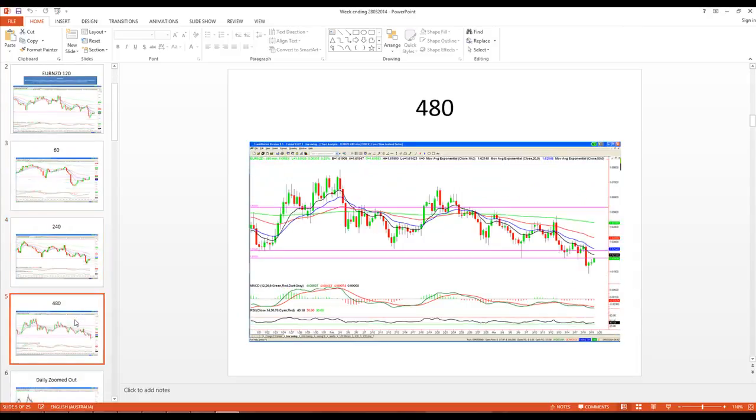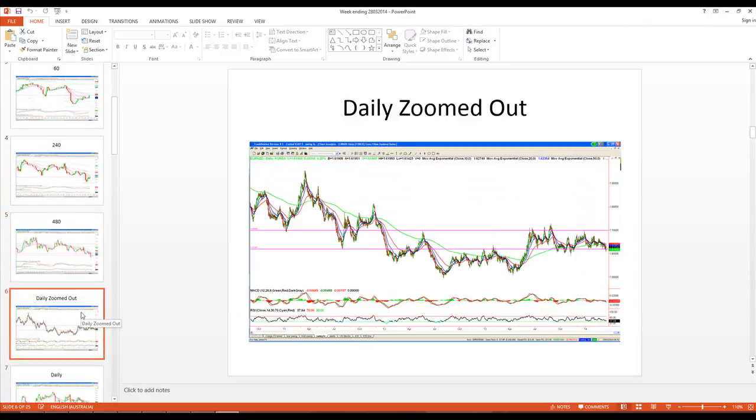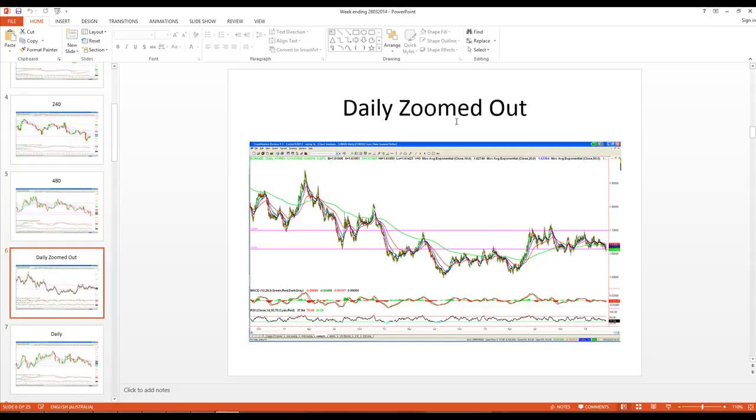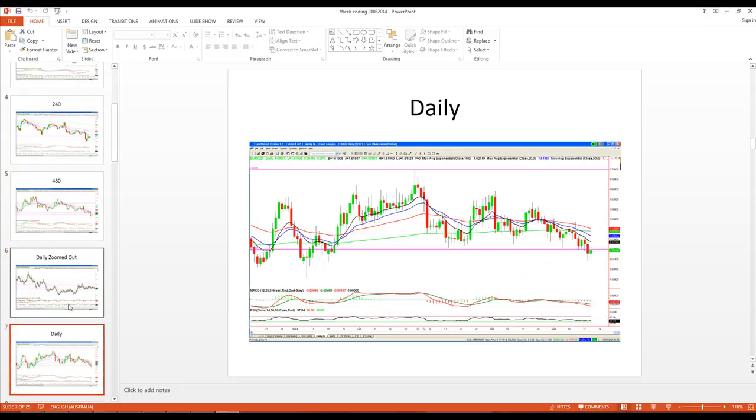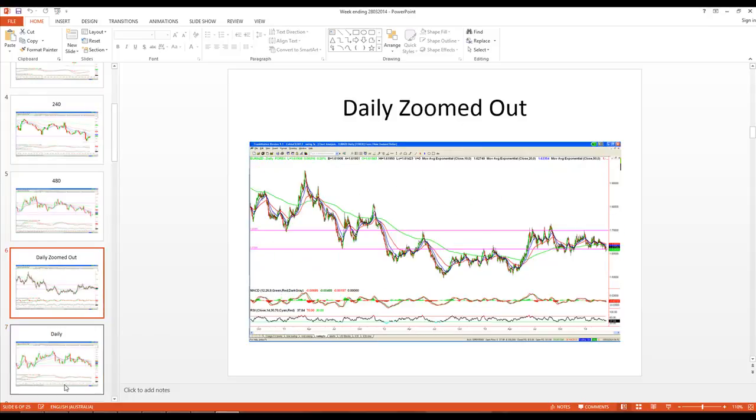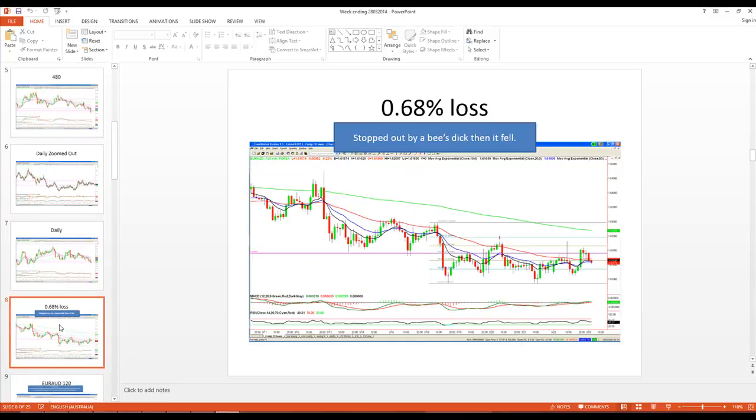Moving through, all the time frames are captured, so I can see absolutely. See, I've got daily zoomed out, and then I've got daily. So I've got it zoomed out so I can see that support and resistance level, and I can see it here on the daily. Alright, then I've got the outcome slide.